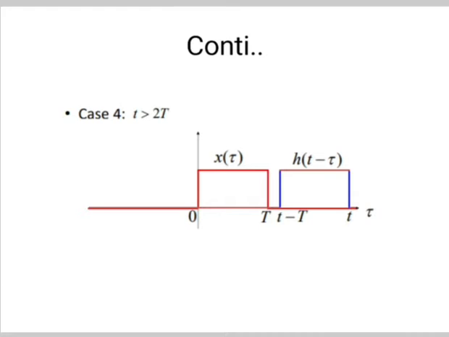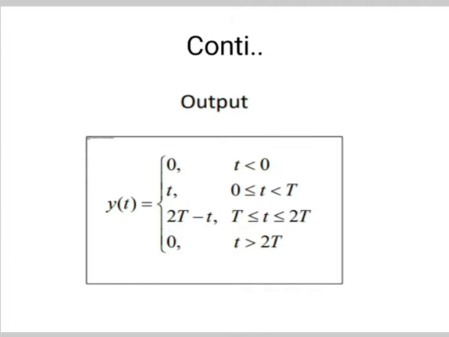Next, if t is greater than 2T, then there is no overlap, otherwise its value is 0. Here the cases are shown with changing values of t. So the output for this is y of t equal to 0 for the first condition, for the second condition it is t, for the third condition it is 2T minus t, and for the fourth condition it is 0.